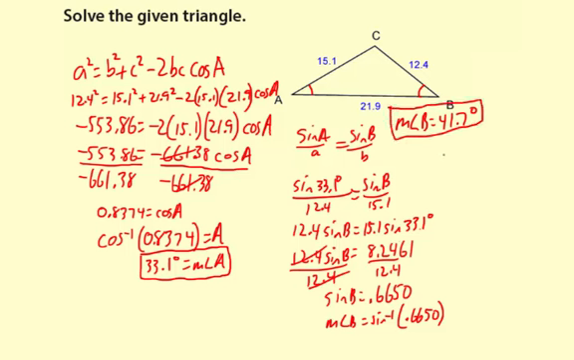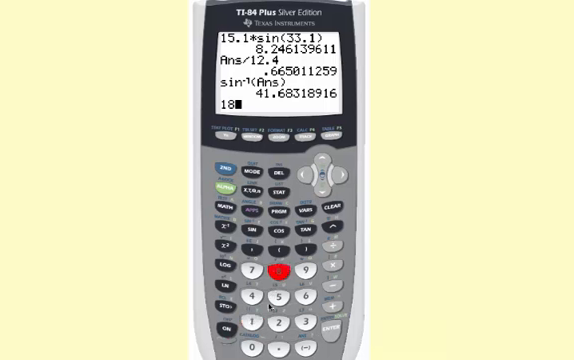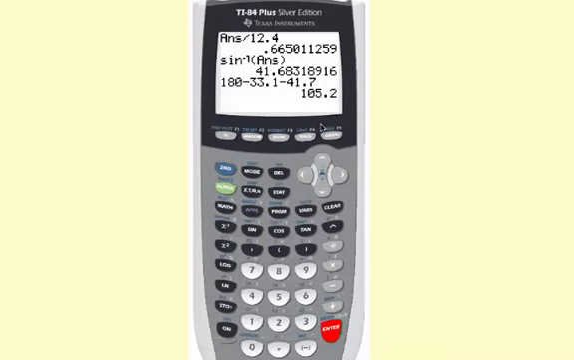And now we solved two of the three angles, which means we can just use the triangle sum theorem to find the third angle. Subtract the two known measures from 180 degrees, and what's left has to be the measure of angle C. So it's going to be 180 degrees minus 33.1 degrees minus 41.7 degrees. 105.2 degrees.